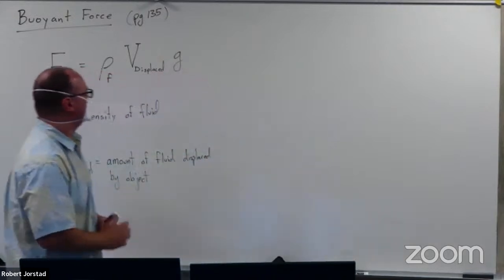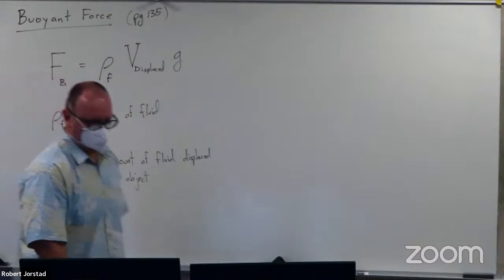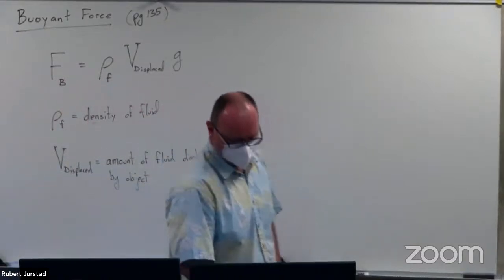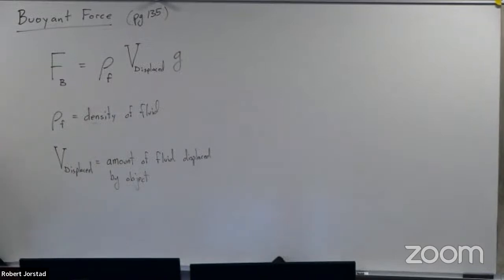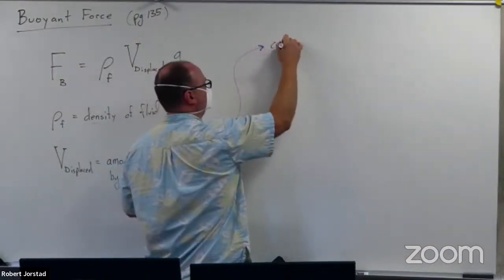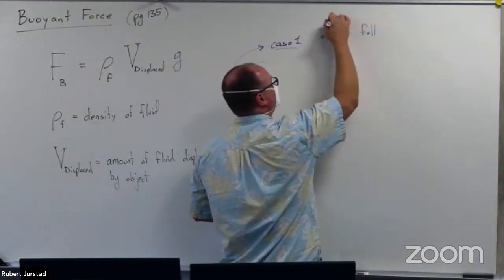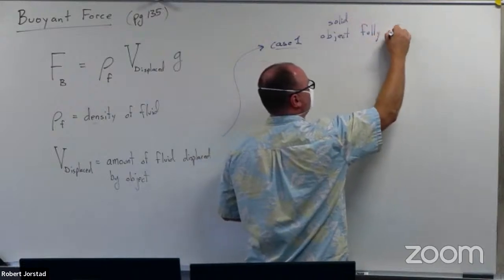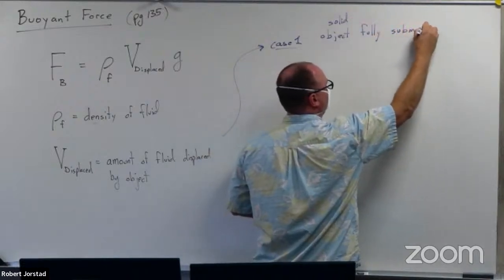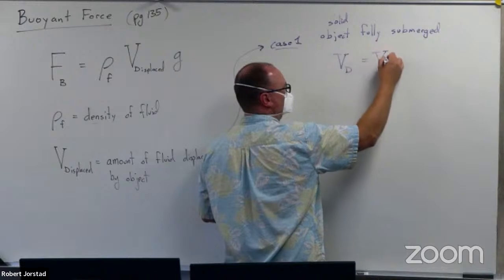All right. So our goal here is to talk, at least the first part of the class, on the buoyant force. All right. Hopefully I spelled that right. Okay, that's the one that I always have trouble. Anyways, for the most part, it's easy until we get to this volume displaced. So I like to think of it in three cases. Let's say you have a solid object fully submerged. In that case, the volume displaced equals the volume of the object.